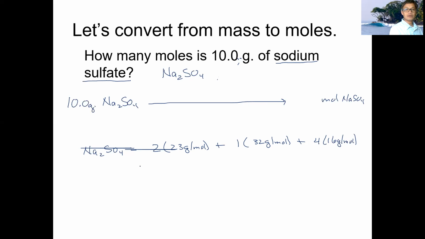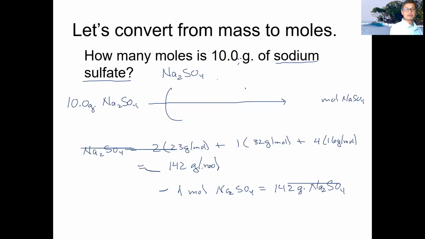Therefore, the molar mass of sodium sulfate is 142 grams per mole. Just to save ourselves, I'll write down here: for every 1 mole of sodium sulfate, that's equivalent to 142 grams of sodium sulfate. Let's go ahead and plug that in.